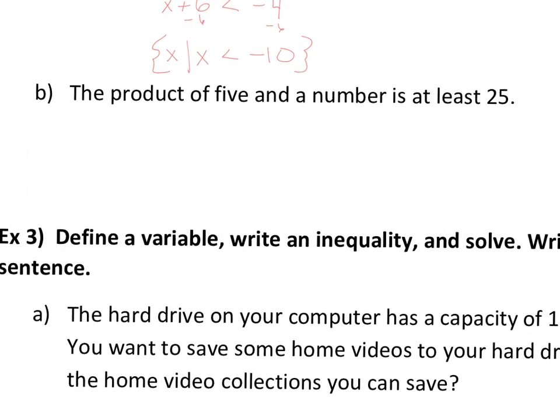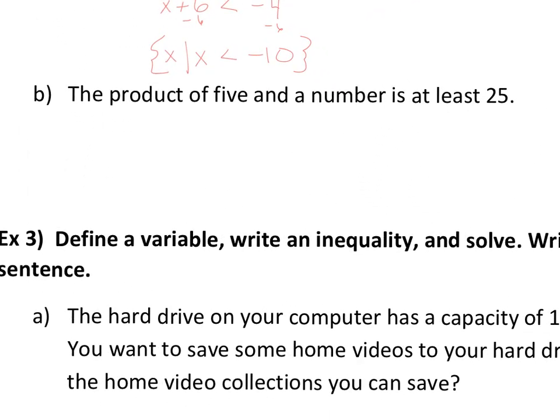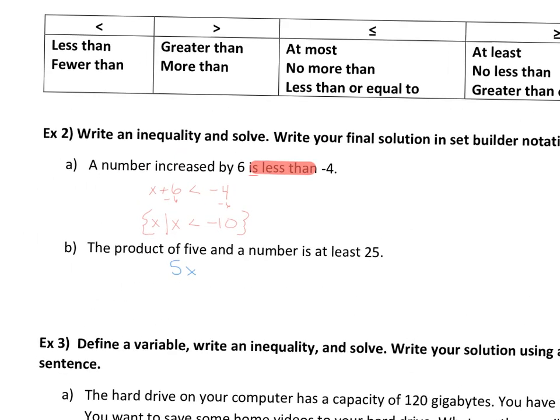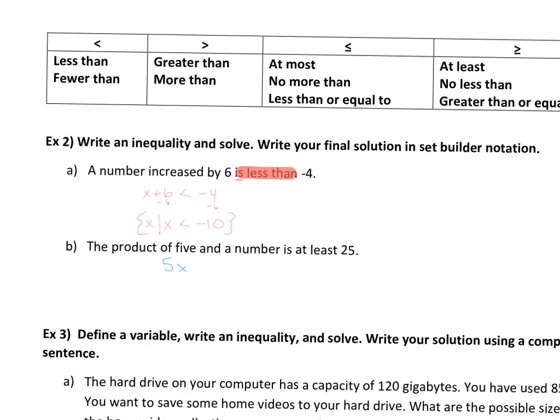All right, the product of 5 and a number. Product means to multiply, so 5x is at least. Okay, so you can either come up here and look at this guy right here and see that at least is greater than or equal.